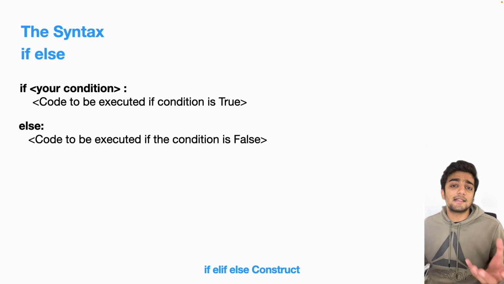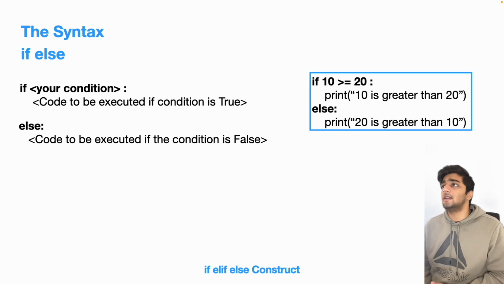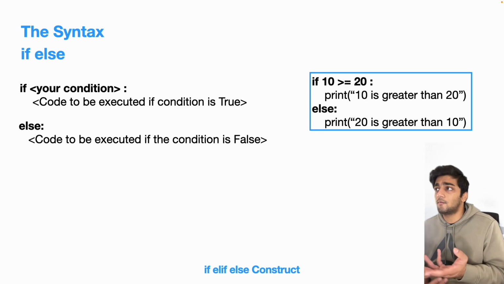In this case, the something is your condition. Just for an example, you can see on your screen: if the integer 10 is greater than or equal to 20, then print the string 10 is greater than 20. Else, print 20 is greater than 10.